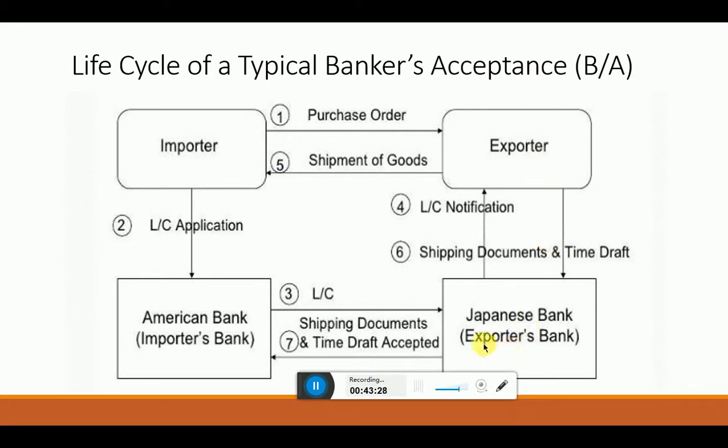And he also provides the shipment document to the bank. When it receives that, the Japanese bank informs the American bank and accepts the time draft. So that is how this takes place. When the goods are received by the importer, the payment is made by this bank, and when payment is received by this bank, it informs the exporter. So this is how the life cycle of a typical banker's acceptance is, how it is used, and what steps it passes through.